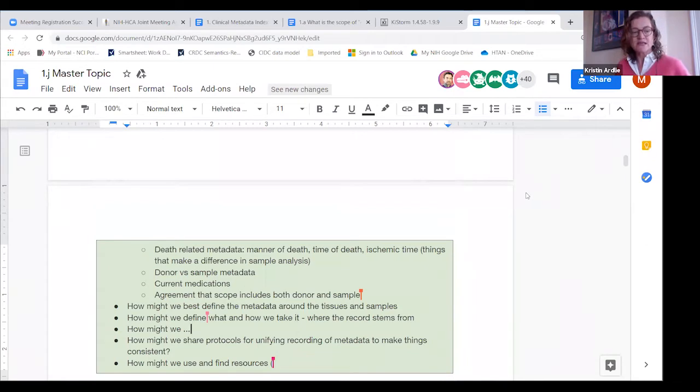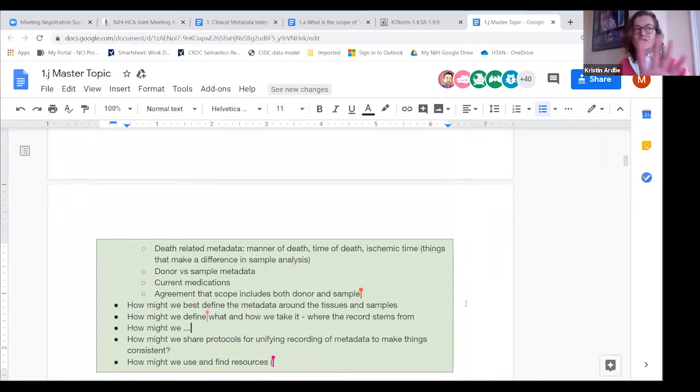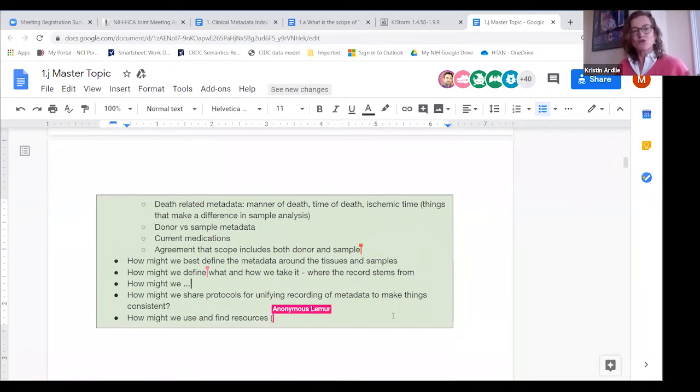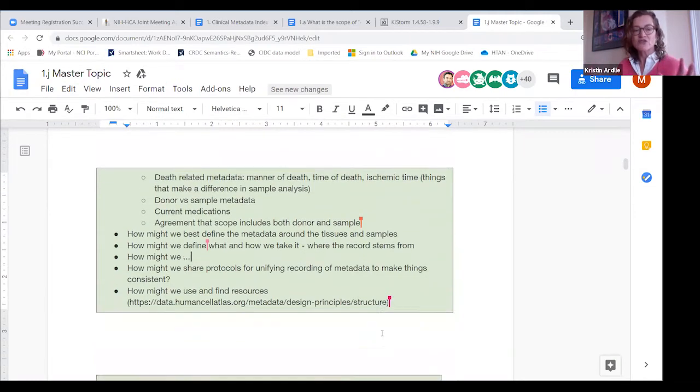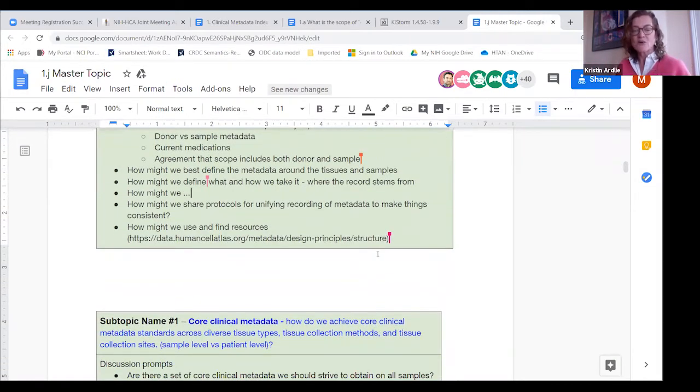But there are others in the room. So what do others think? What is the scope of clinical metadata here? What do you think it should include? And I guess later this afternoon, we may touch on what we think we can control, what we need to standardize, but we'll introduce that next. So anyone else on the scope of clinical metadata?